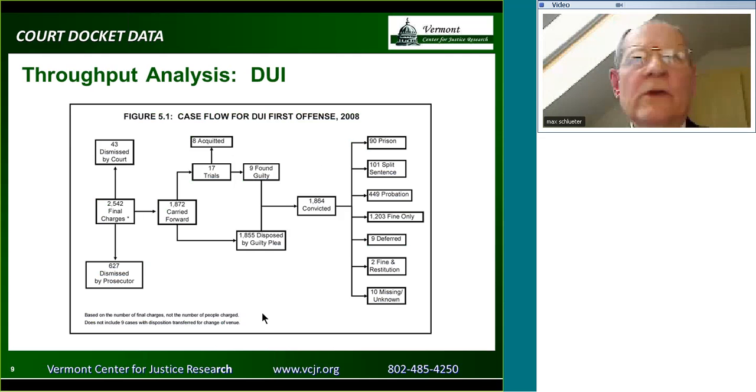We use these throughput analyses quite frequently. They're a very nice, non-statistical way that you can give people a handle on what's going on in their jurisdiction. So this is for DUI. We're looking at final charges, how many are dismissed by the court, how many are dismissed by the prosecutor, and then as they move, how many go to trial, how many are pled, how many people end up in prison, and so forth, based upon 2,500 charges. And again, this is a format that I think works well for non-statisticians.